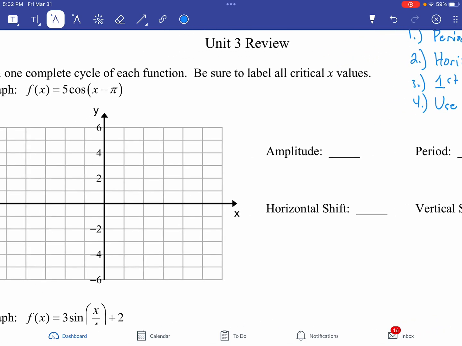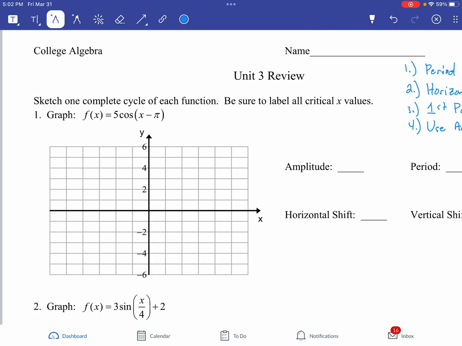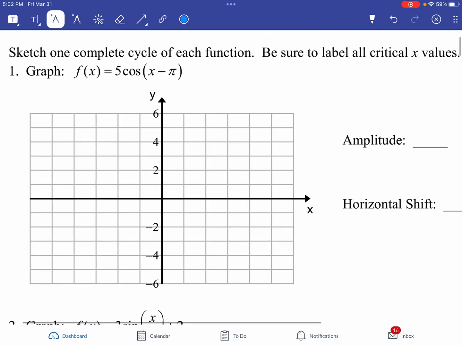So here we go. So here we have cosine. That has a period of 2 pi. Since x is not being multiplied or divided, that means our period is still going to be 2 pi. So I'm going to put 2 pi over here. My intervals will be pi, pi over 2, and 3 pi over 2.